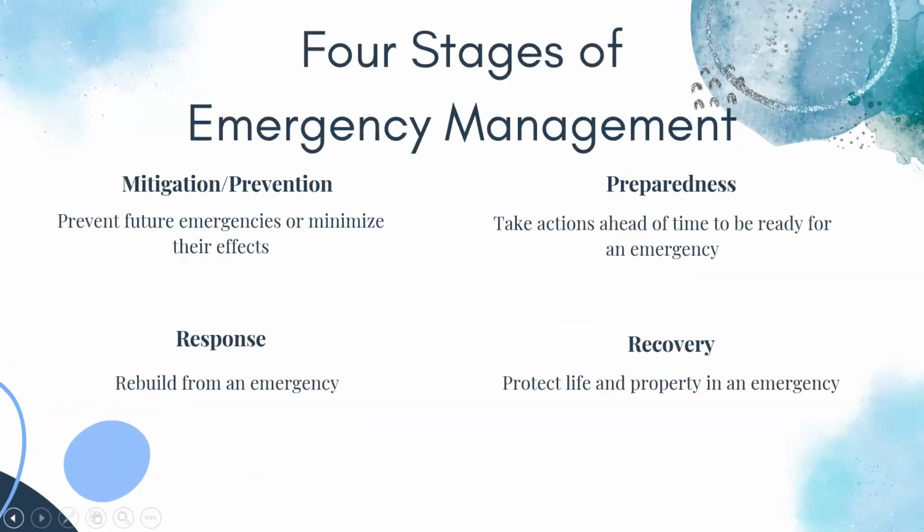Then we have 4 stages of emergency management. So this is very cyclical. And so you have mitigation and prevention. So that is to prevent emergencies or minimize their effects. So that's kind of the one avenue. And then we have preparedness. So to take actions ahead of time to be ready for an emergency. So that's kind of what we're doing right now. So we're planning to be prepared for an emergency.